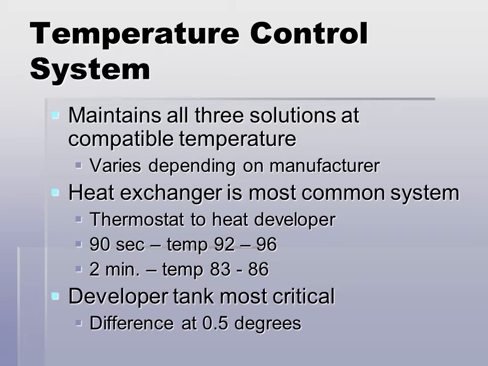You have a thermostat to heat your developer. In a 90-second processor, the temperature is usually between 92 and 96. And in a 2-minute processor, the temperature is between 83 and 86. The developer tank is the most critical. A difference of 0.5 degrees will have a huge impact on the actual image.